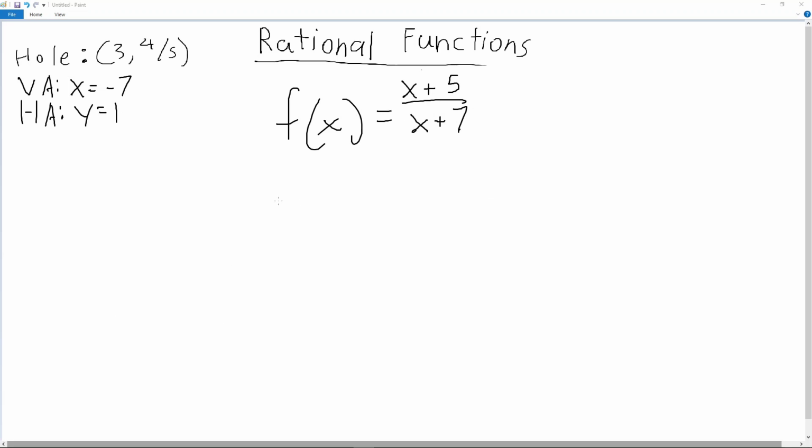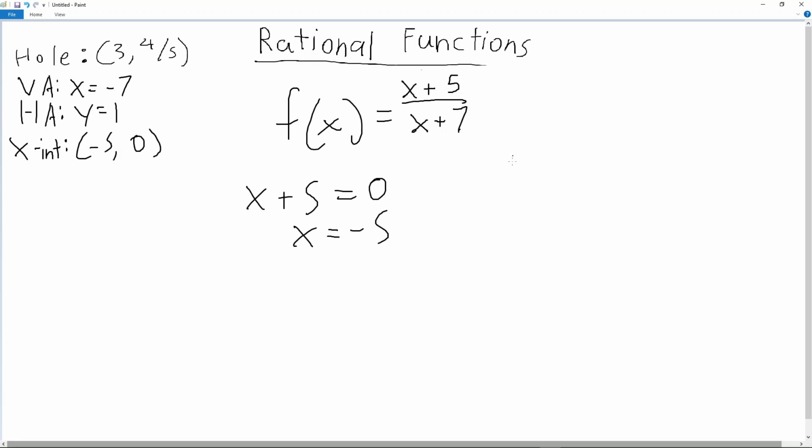Now we have to find the intercepts of this function. Let's first find the x-intercepts, and you do so by setting the numerator equal to 0. So x plus 5 equals 0. This will mean that x is equal to negative 5. So there will be an x-intercept at negative 5, 0.